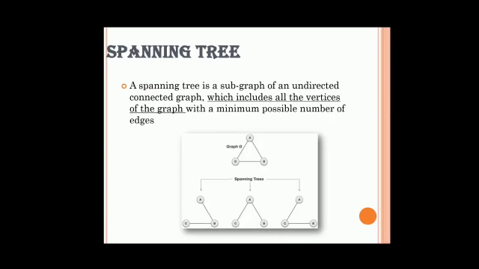Now moving to spanning tree. A spanning tree is a subgraph of an undirected connected graph which includes all the vertices of the graph with the minimum possible number of edges. Below there is a graph G which is having 3 edges and 3 vertices. So there are 3 possible spanning trees with 2 edges covering all the vertices.